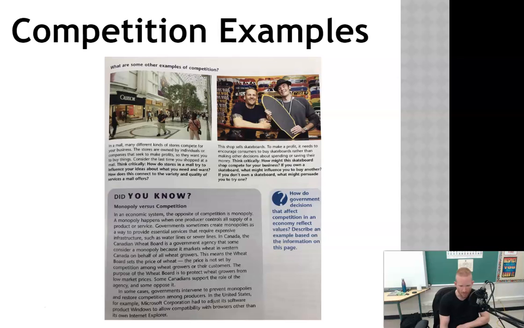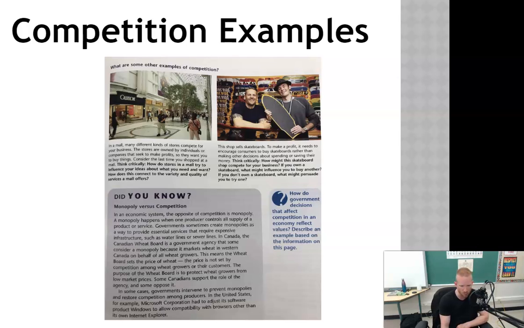So, did you know? Monopoly versus competition. In an economic system, the opposite of competition is monopoly. A monopoly happens when one producer controls all supply of a product or service. Governments sometimes create monopolies as a way to provide essential services that require expensive infrastructure, such as water lines or sewer lines. In Canada, the Canadian Wheat Board is a government agency that some consider a monopoly because it markets wheat in Western Canada on behalf of all wheat growers.